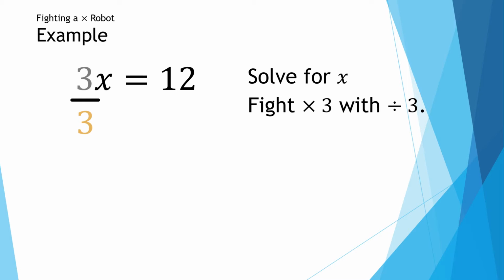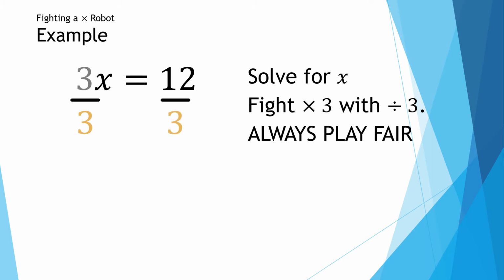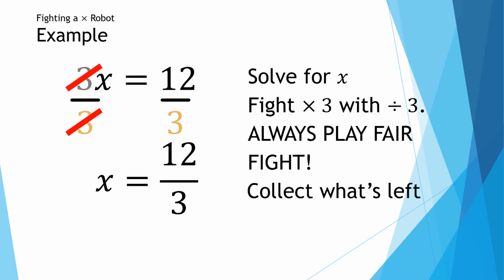And what is the number 1 rule in math? You always play fair. So what do we need to do? We need another divide 3 robot. Divide 3 robot. All right. Then they fight. And you have x is equal to 12 divided by 3.